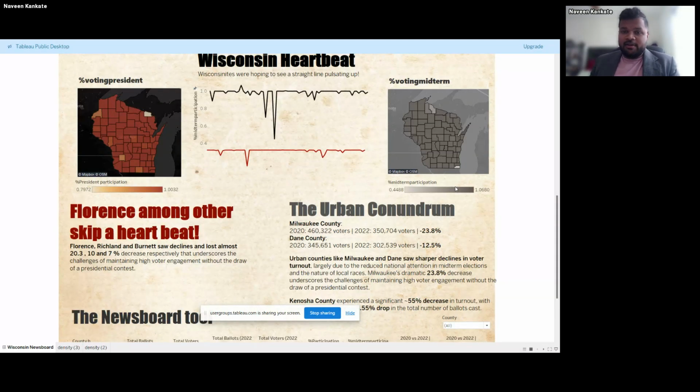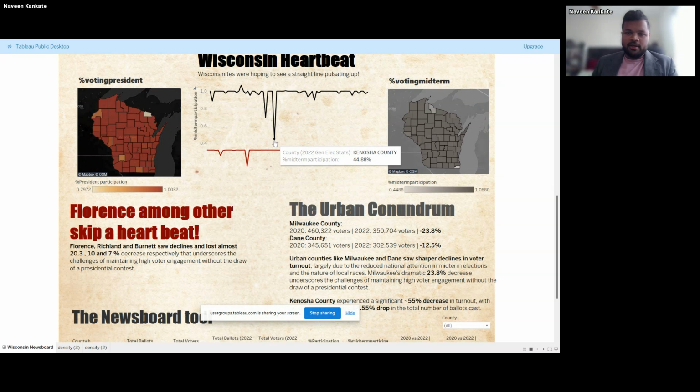Another thing we noticed from the Wisconsin heartbeat is that we would ideally like to see a straight line or something which is up. That means more voters actually showed up than were registered on the day. But in the midterms, there were a few big dips. And one particular one that we'd like to point out is Kenosha County.